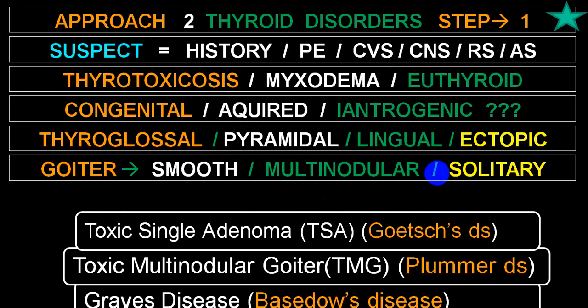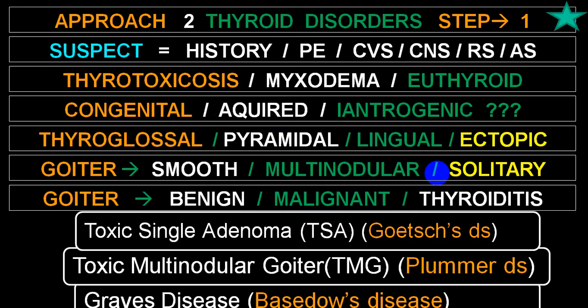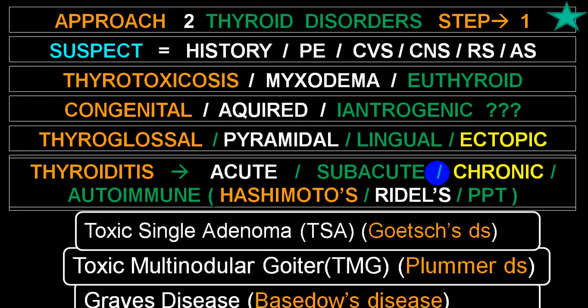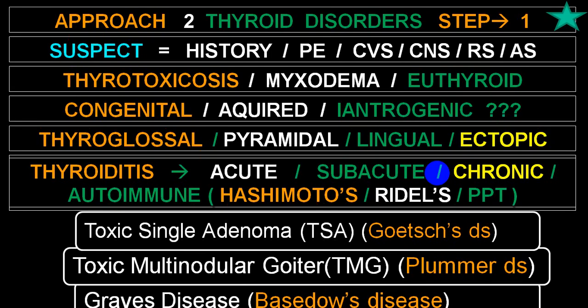Goiter can be smooth, multinodular, or solitary nodule. Goiter can be benign, malignant, or can be because of thyroiditis. It can be acute, subacute, chronic. Among autoimmune, Hashimoto's, Riedel's, or postpartum thyroiditis. And there are many other varieties of autoimmune varieties. And there are some names given to that.